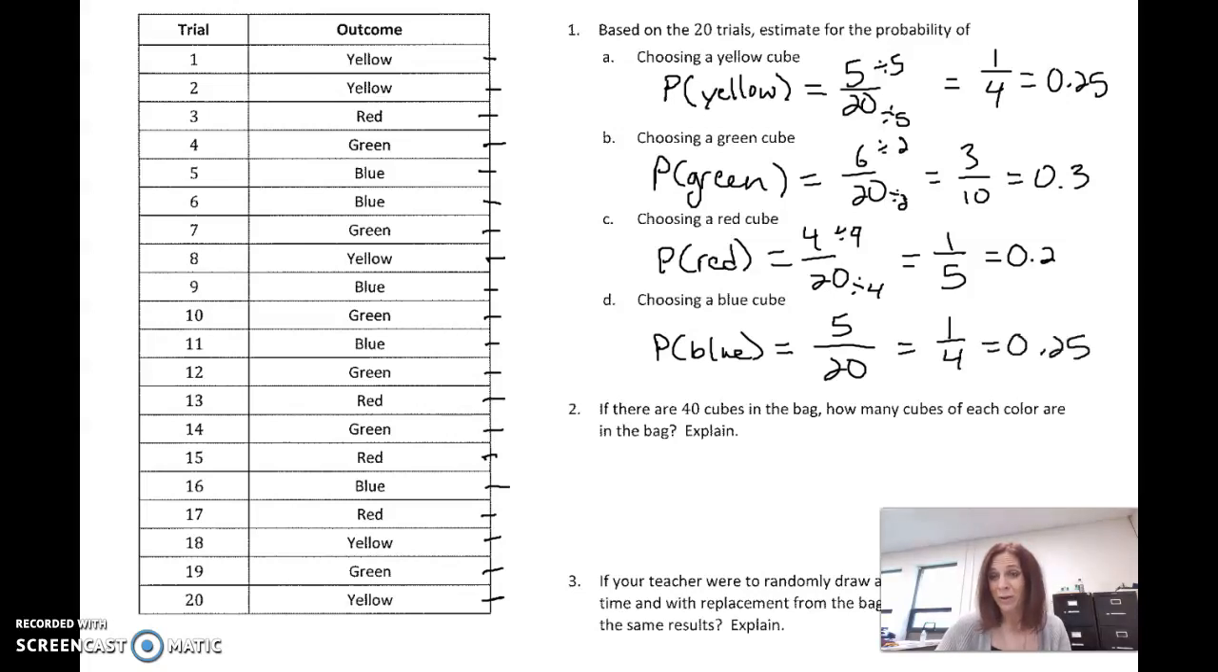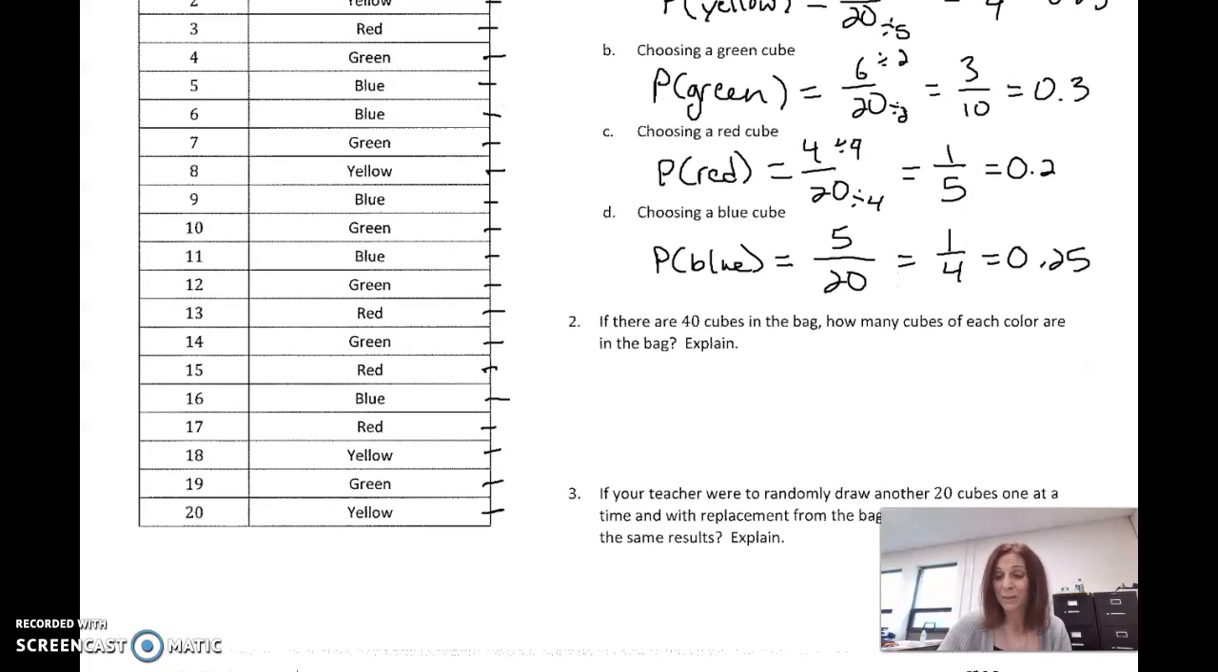Now, if you look at 0.25 plus 0.25, that is 0.50. 0.3 plus 0.2 is 0.50. Add them all up, we get 1. Or if you think of this as 25% plus 25%, it's 50%. 30% plus 20% is 50%. It's 100%. That's what we expect. We need all of the cubes accounted for.